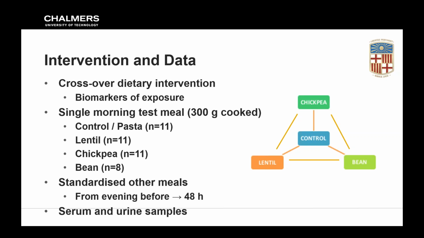And as you see from the numbers, it's only 11 individuals, so it's fairly low power, but it's a crossover design, so it's a really interesting situation. And just so you have the full story, the other meals were standardized from the evening before up to 48 hours after the dietary intervention.